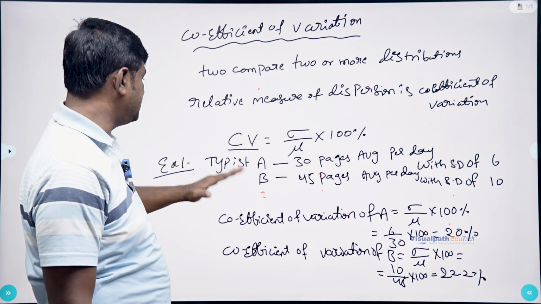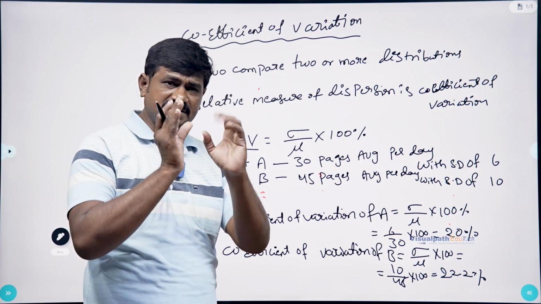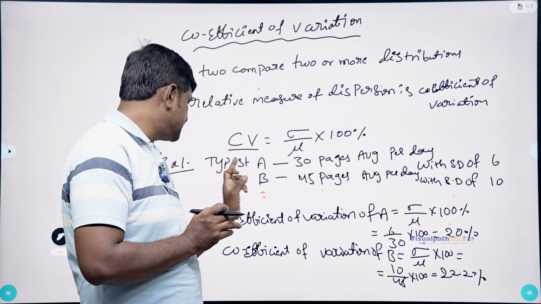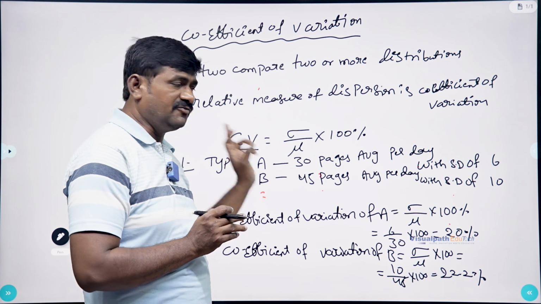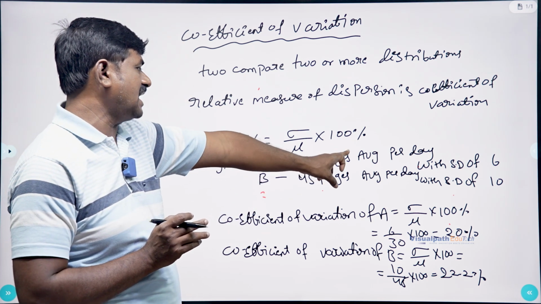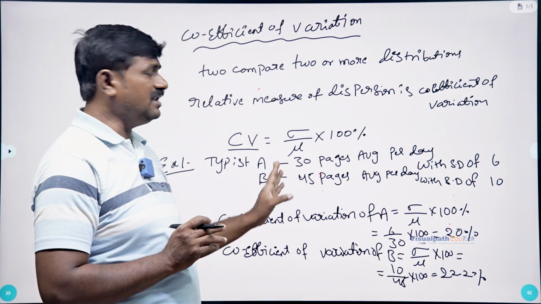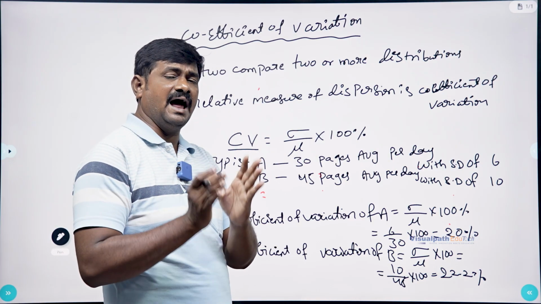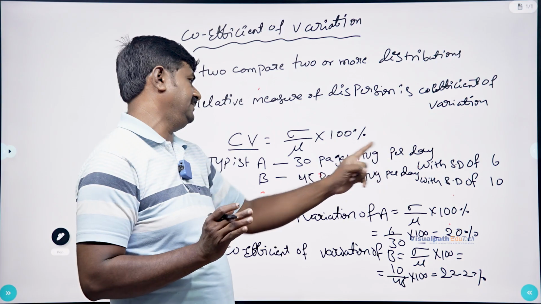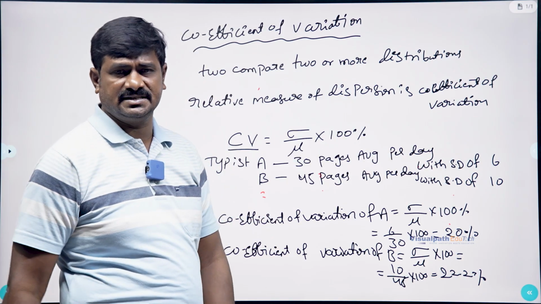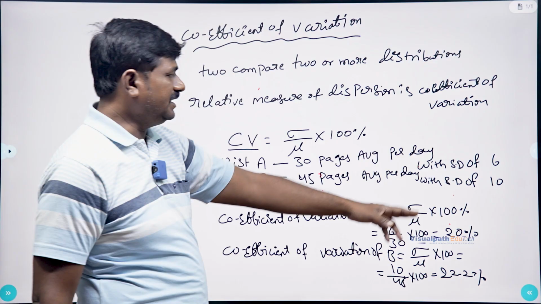Here we are taking one example. In a particular business concern, we have two typists, typist A and typist B. The performance of typist A is that he can type 30 pages on average per day. The mean value for typist A is 30 pages per day, with a standard deviation of 6, that is, the variation from the mean is 6.